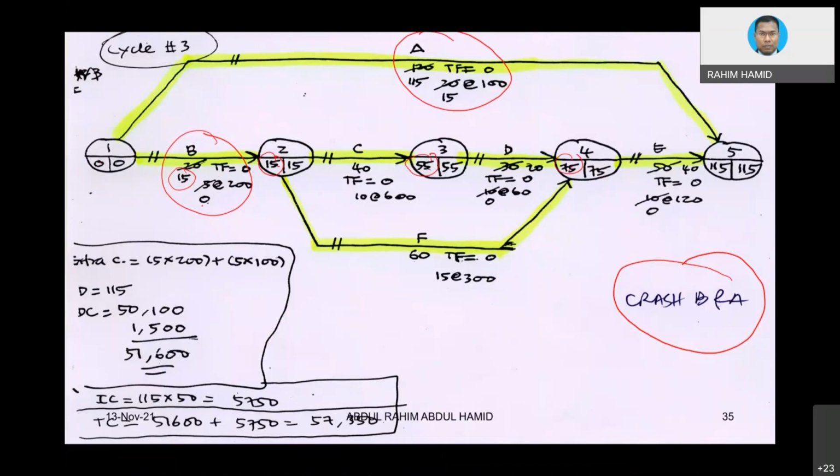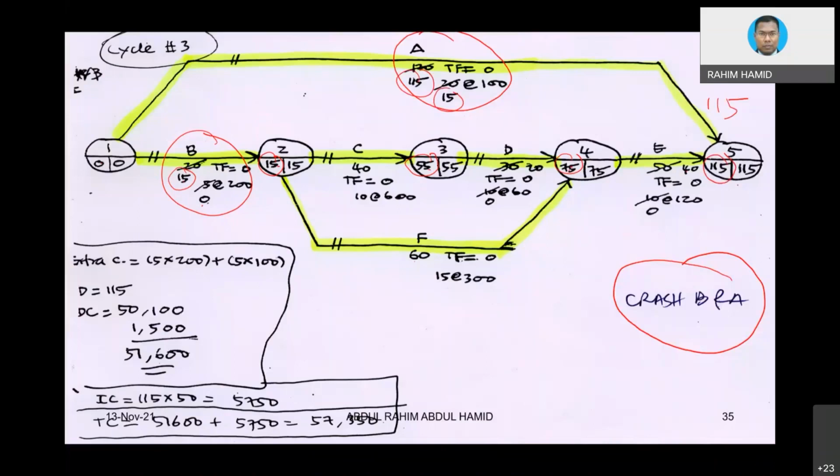75 plus 40 equivalent to 115, but on the top there, that's why I crash activity A, because otherwise I cannot compress the activity. I need to compress A and B. So when I do that, automatically they basically equal to 115. This one is also 115.